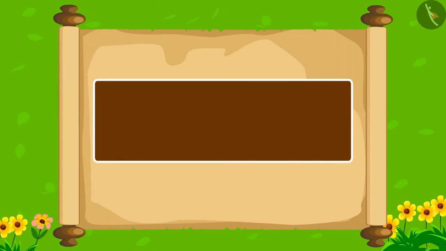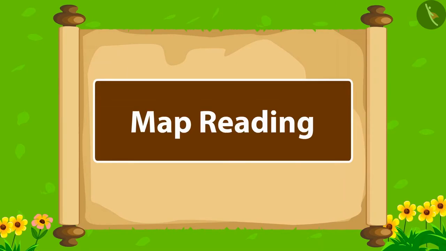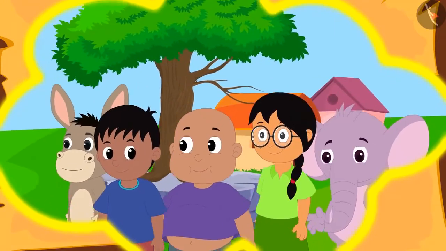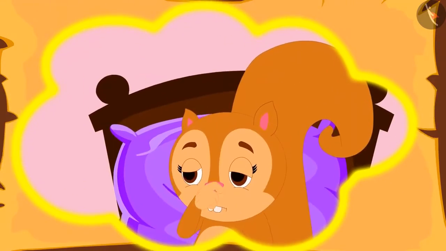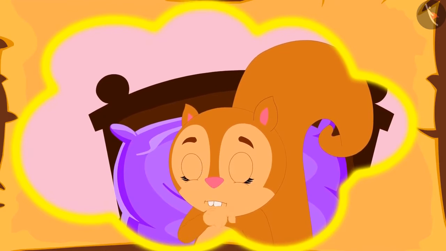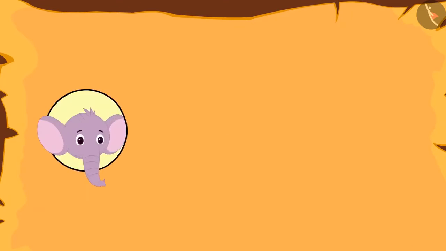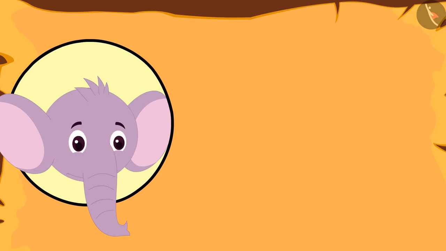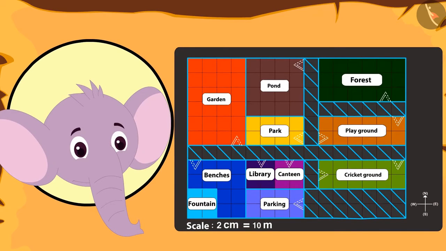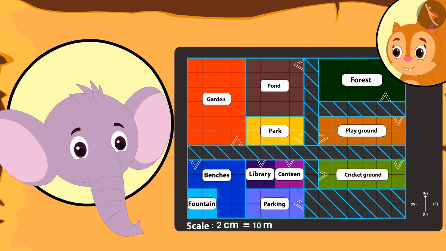Kids, in this video today, we will learn more about reading a map. Everyone from school went on a trip. But being sick, Chanda could not go on the trip. While returning, Appu brings for Chanda a map of that place. He wanted to tell Chanda about what he saw there.